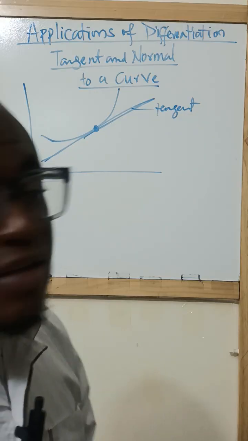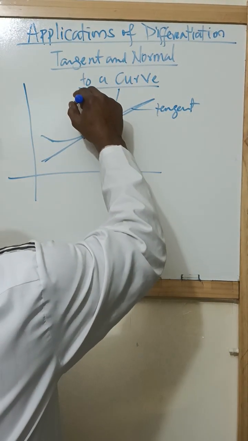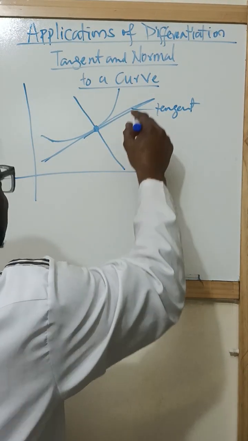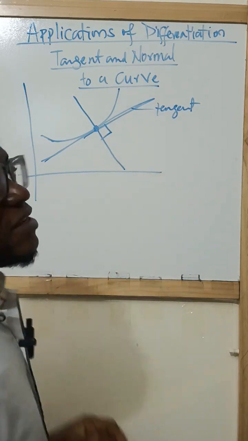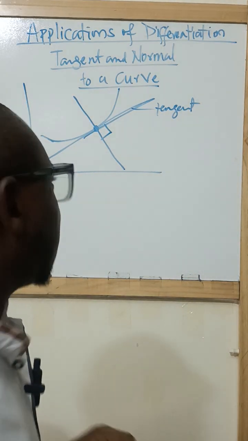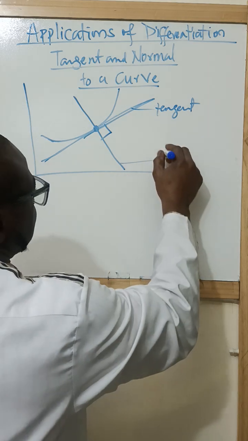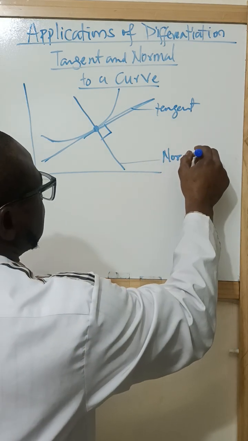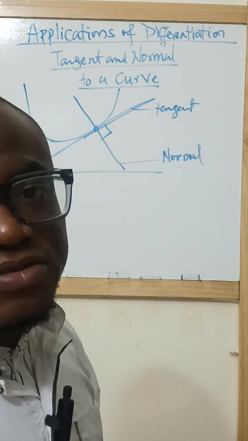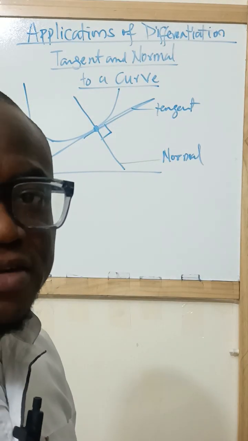Now, if a line is drawn to be perpendicular to that tangent, that particular line is called a normal. So the line that is perpendicular to a tangent is called a normal.